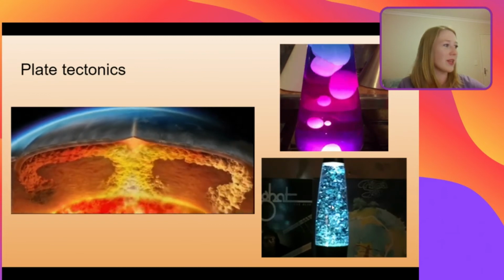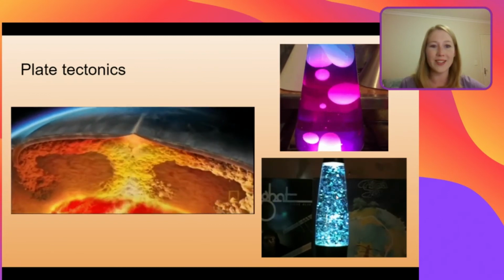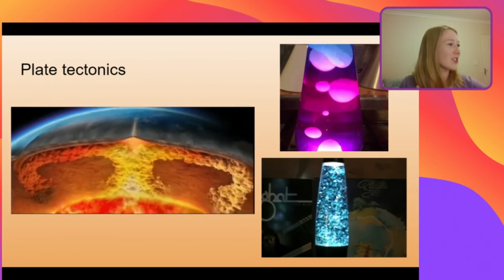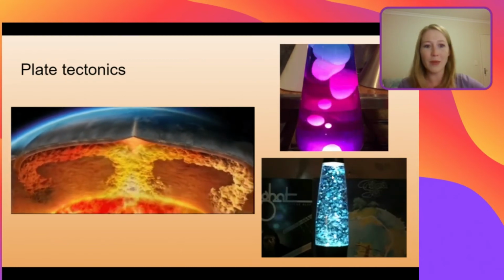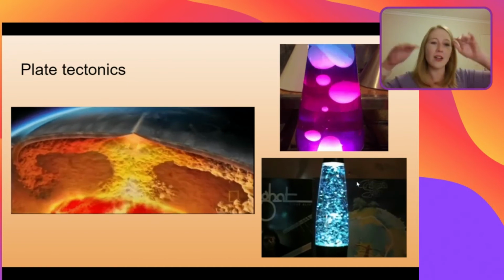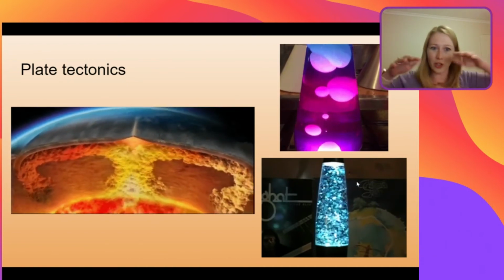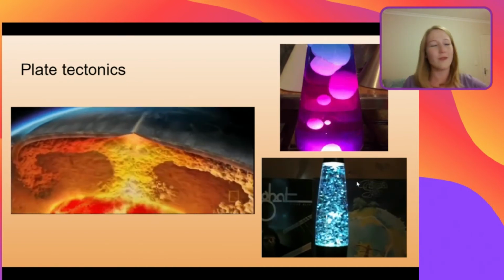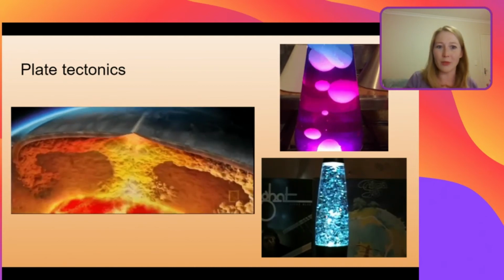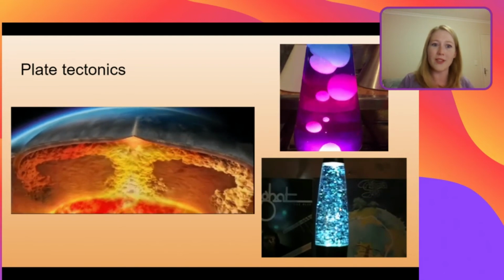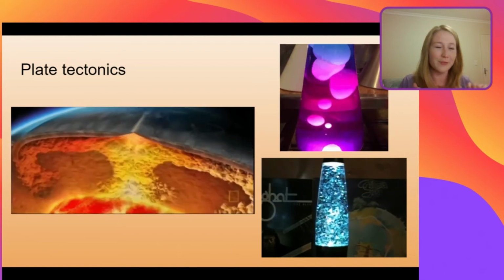And when I was a kid, I had one of these glitter ones. It was so interesting to watch because I would notice how it would always rise by the middle, but it would sink around the edges by the glass part. That's where it would sink. So this whole convection current actually made a lot of sense to me when I learned about it in school because I had seen it in a lava lamp.